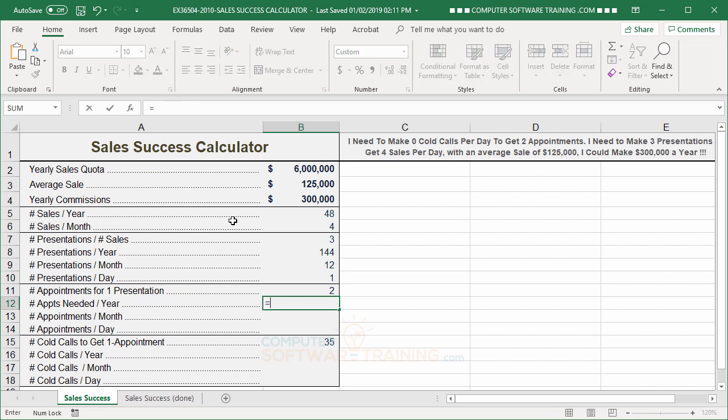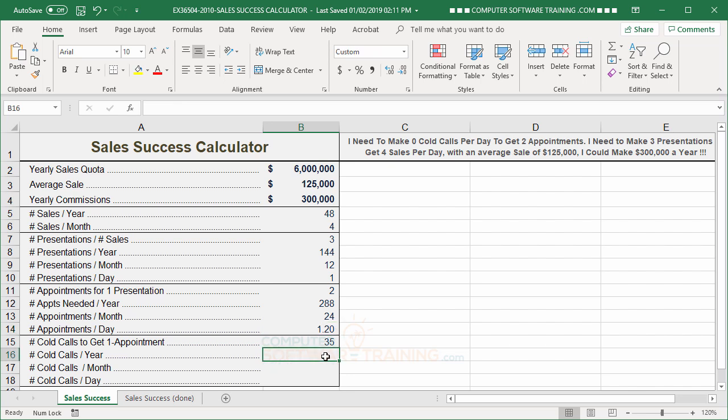Now this next one here, we're going to take what's in B11, the appointments for one presentation, take that number times what's in B8, the number of presentations per year. That gives us 288. And then we're going to say equal, take this number divided by 12, there it is per month, and then take that number divided by our usual 20. And there we go. And of course you can round that down, I guess, but you can leave it alone too if you want to.